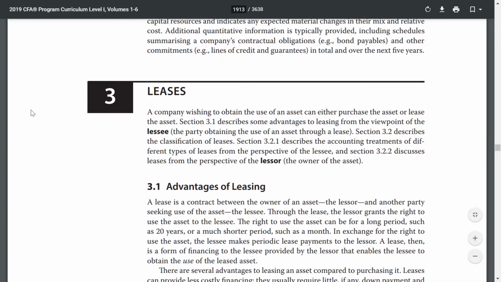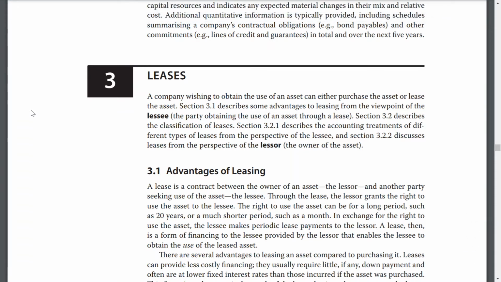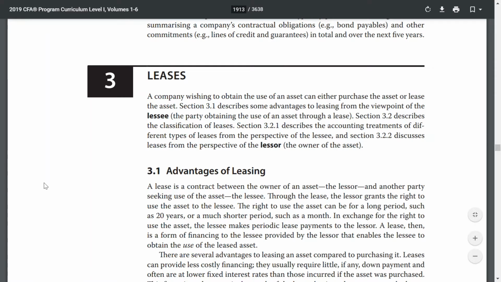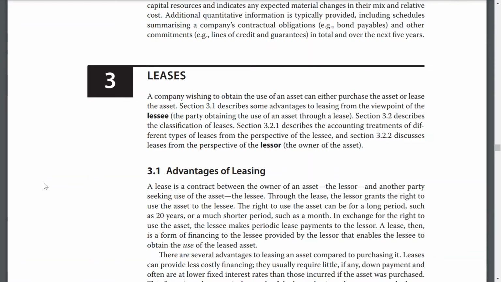Leases. A company which wishes to obtain the use of an asset can either purchase the asset or lease the asset. Section 3.1 describes some advantages of leasing from the viewpoint of the lessee. Section 3.2 describes the classification of leases. Section 3.2.1 describes the accounting treatment of different types of leases from the perspective of the lessee. Section 3.2.2 discusses leases from the perspective of the lessor, the one who owns the asset.